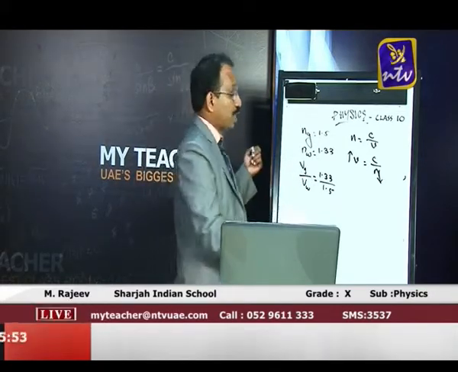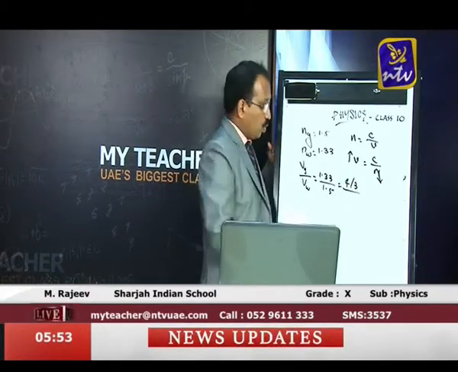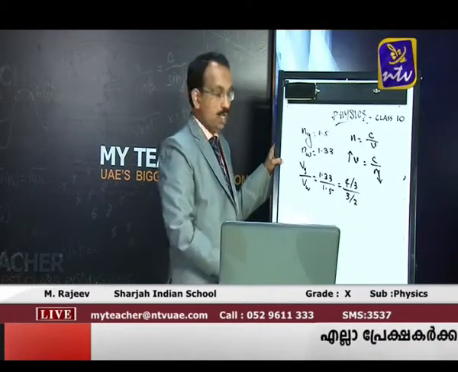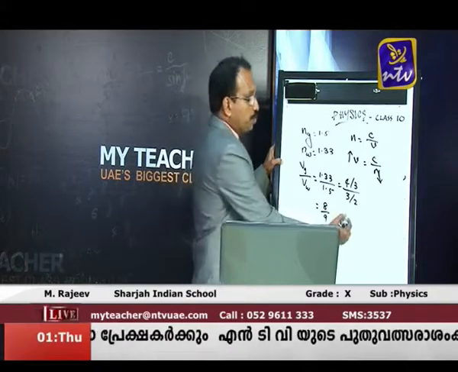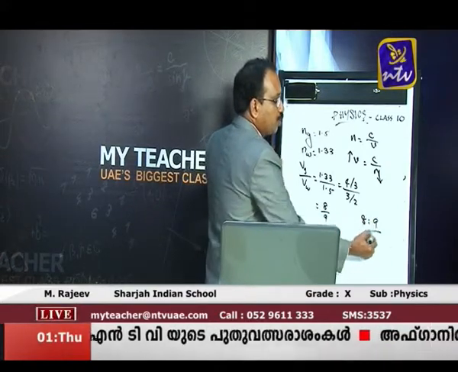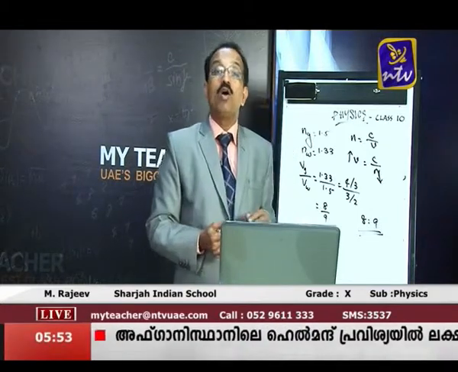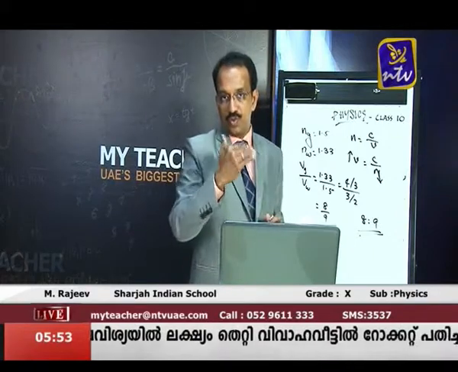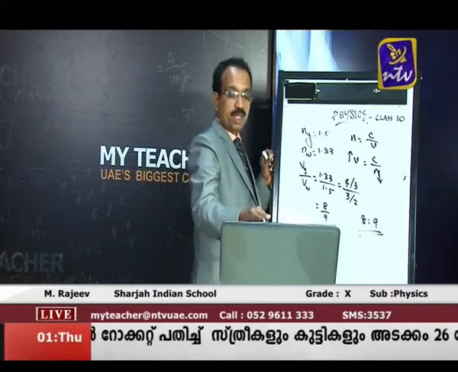Or if you want to find the ratio, 1.33 is in fact 4 by 3, and 1.5 is 3 by 2. So, we get 8 by 9. That is, the ratio of speeds in the two media, we get 8:9, the ratio of the speeds of light in glass and in water. I hope it is clear. Now, look at the next question.